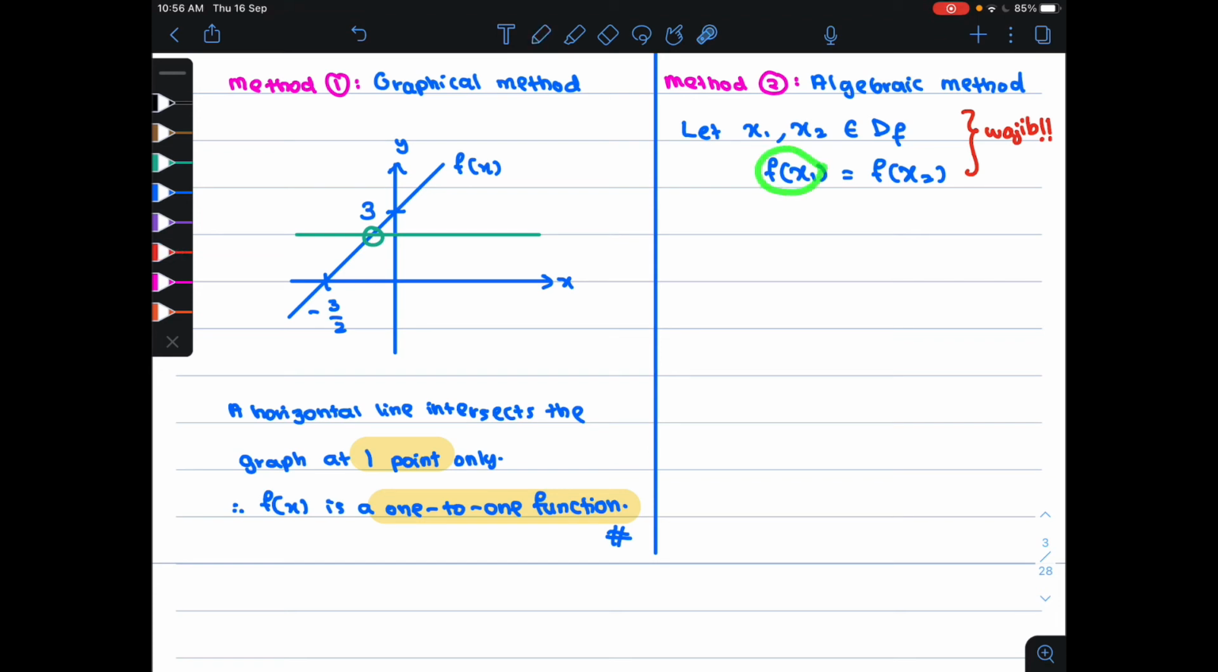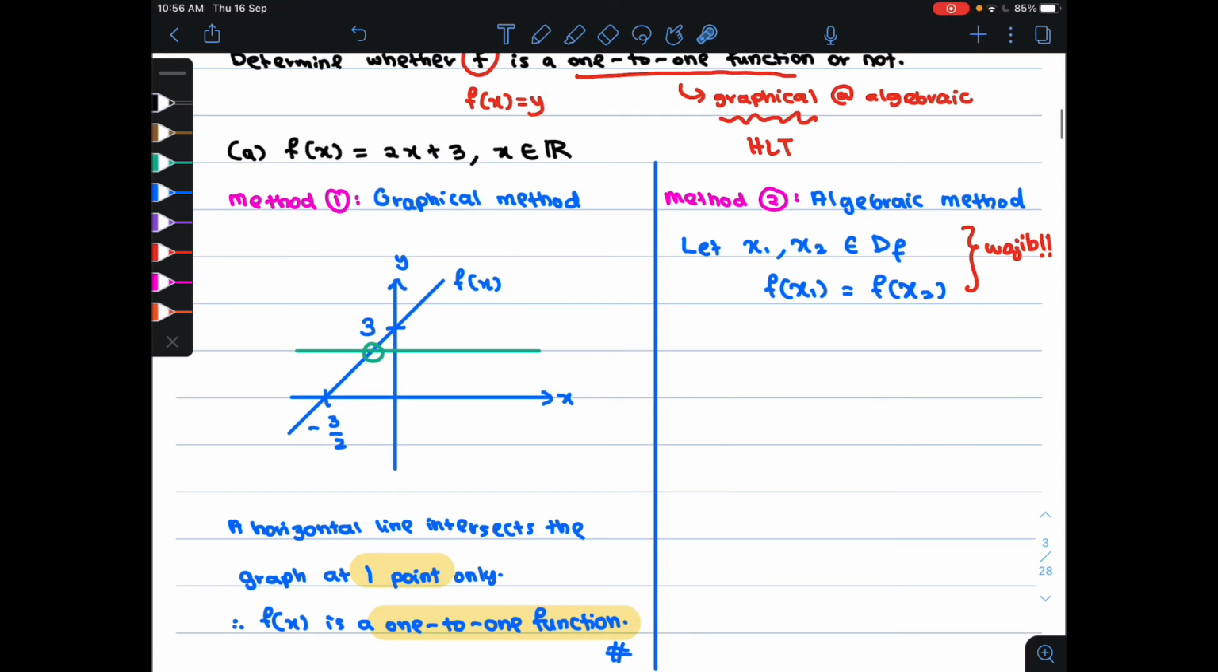So, apa maksud f(x1), f(x2)? Tengok balik pada soalan. f(x) is equal to 2x plus 3. So, kalau kat sini X, ini pun X. Kalau Miss tukar ni jadi Y, ini pun akan tukar jadi Y. So, what does it mean by f(x1)? This means that we substitute x1 into x. So, f(x1) is 2x1 plus 3.